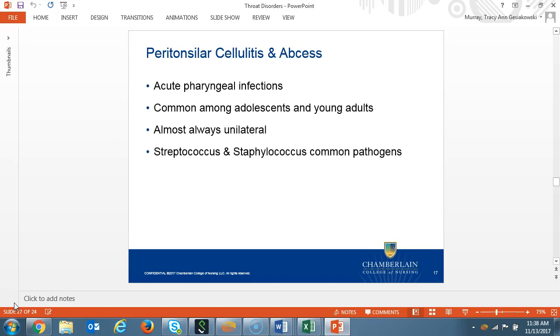Peritonsillar cellulitis and abscess are acute pharyngeal infections most common among adolescents and young adults. Infection is virtually always unilateral and is located between the tonsil and the superior pharyngeal constrictor muscle. It usually involves multiple bacteria. Streptococcus and Staphylococcus are the most frequent aerobic pathogens, whereas Bacteroides is the predominant anaerobic pathogen.